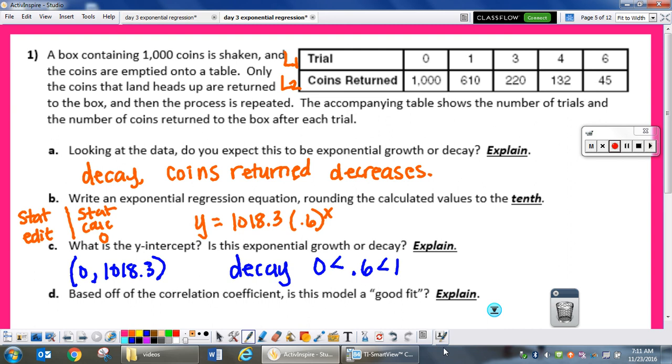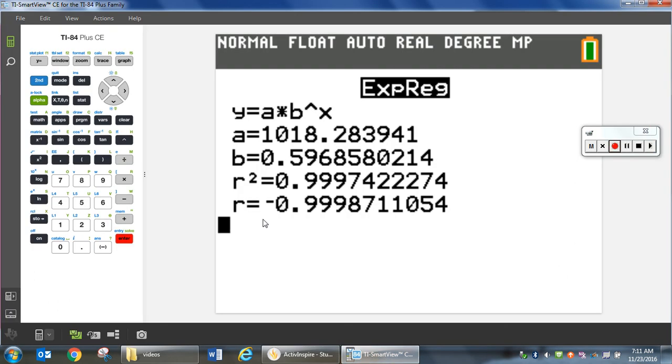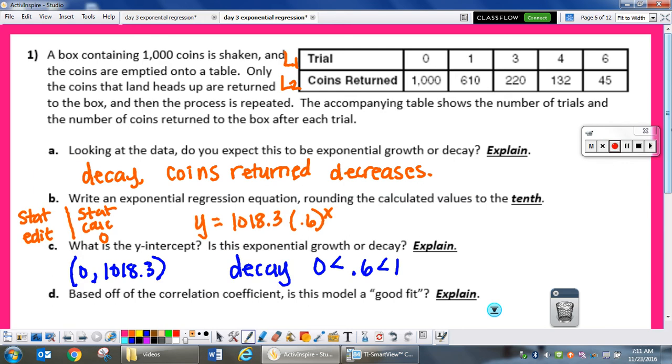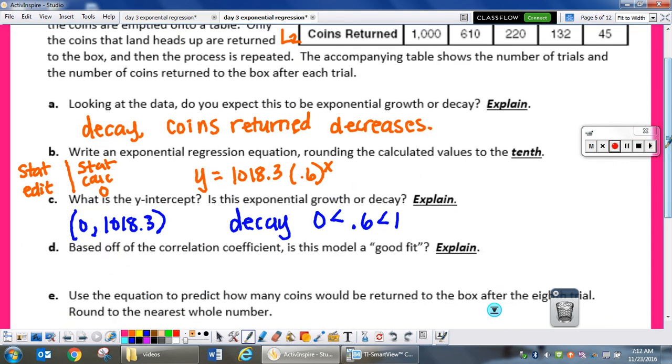And then you want to go back and look at your R value. So your R value is negative 0.9998. So if we were to round that, it would be rounded to negative 1. So we're strong. So it's a strong correlation because your R value is between negative 0.8 and negative 1.